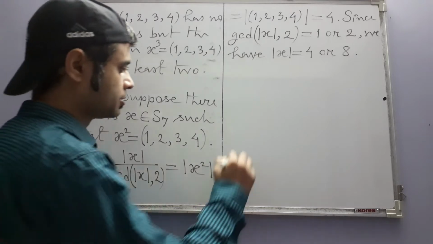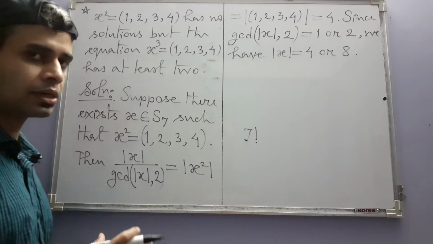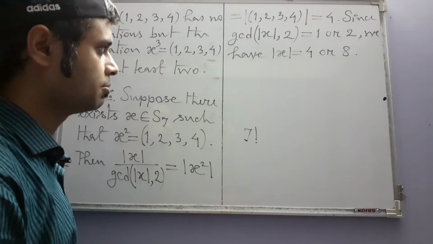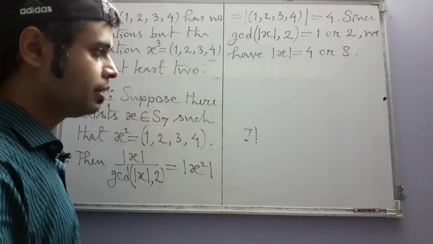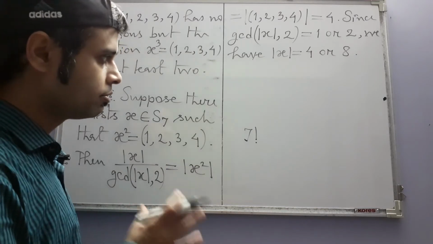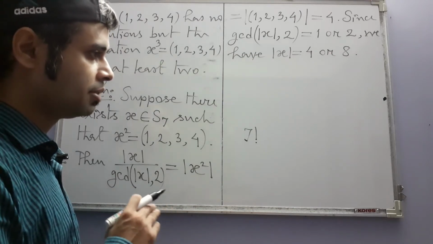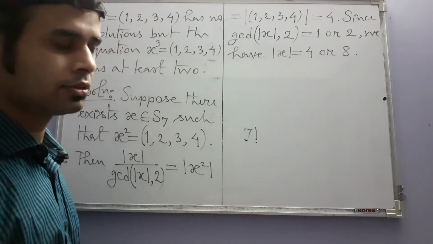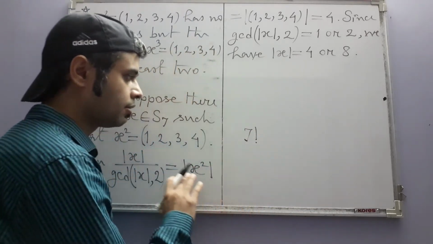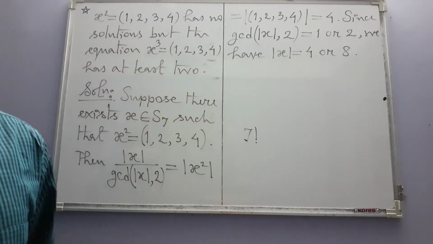S7 has many elements, right? It has 7 factorial elements. So of course we are not going to look at all of them one by one. That is practically impossible. But we don't really need to look at the individual elements, but rather at their cycle structure, and that too the lengths of the cycles. So essentially that requires us to first look at the partitions of 7. So let's just do that.